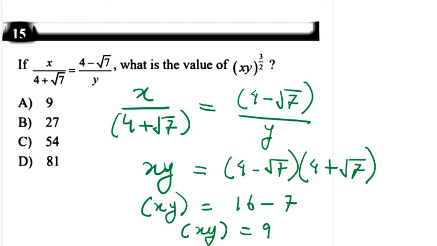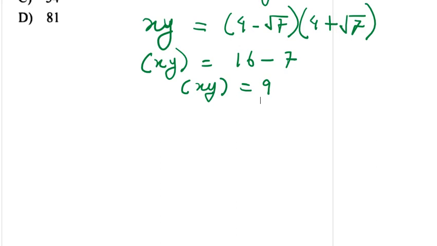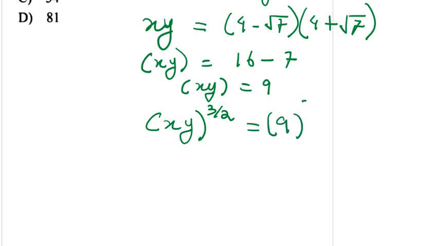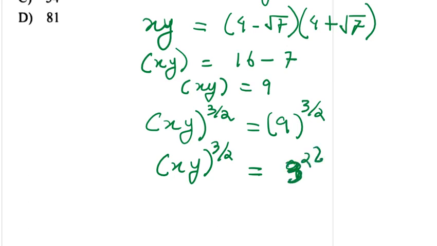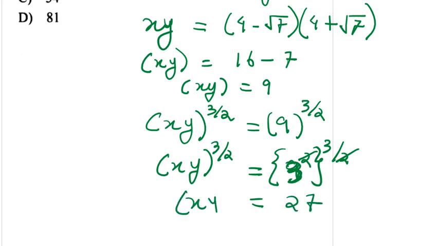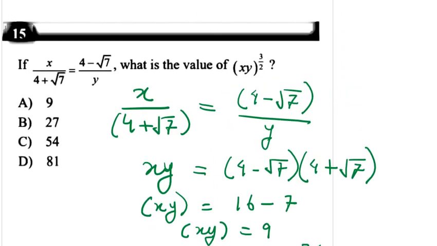But what about (xy)^(3/2)? So let's put the power 3/2 on both sides. So (xy)^(3/2) = 9^(3/2). So that is (3²)^(3/2). So cancel the 2 and 2, that is 3 times 3 is 9, 9 times 3 is 27. So (xy)^(3/2) is going to give me the answer as 27. So where is my answer? My answer is in option number B.